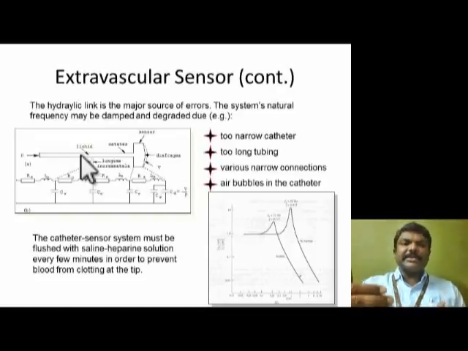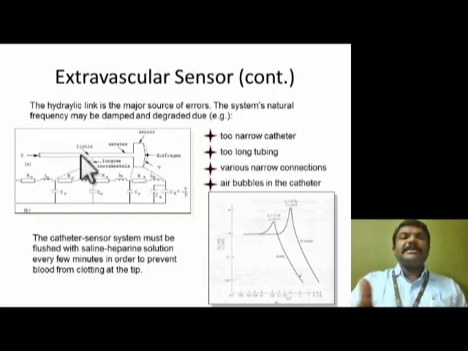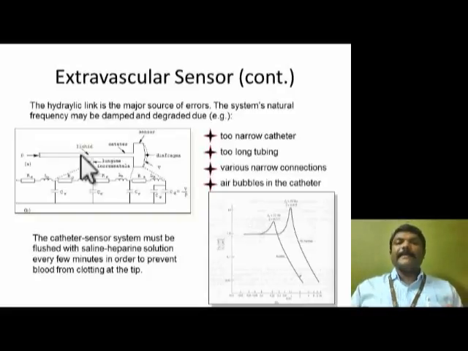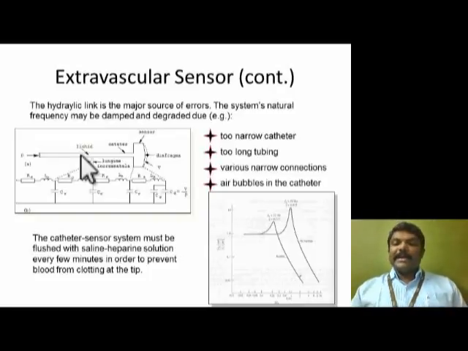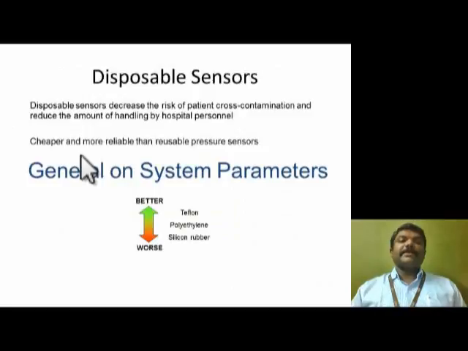So what is the solution? Instead of keeping the sensor outside, why can't we fix the sensor in the catheter tip and send it inside so that the measurement is performed there? Where the pressure is sensed, there itself the measurement is done, and only the signal is transmitted outside, and we can read the value outside. That is the intravascular sensing system. That is the other way, a disposable sensor.